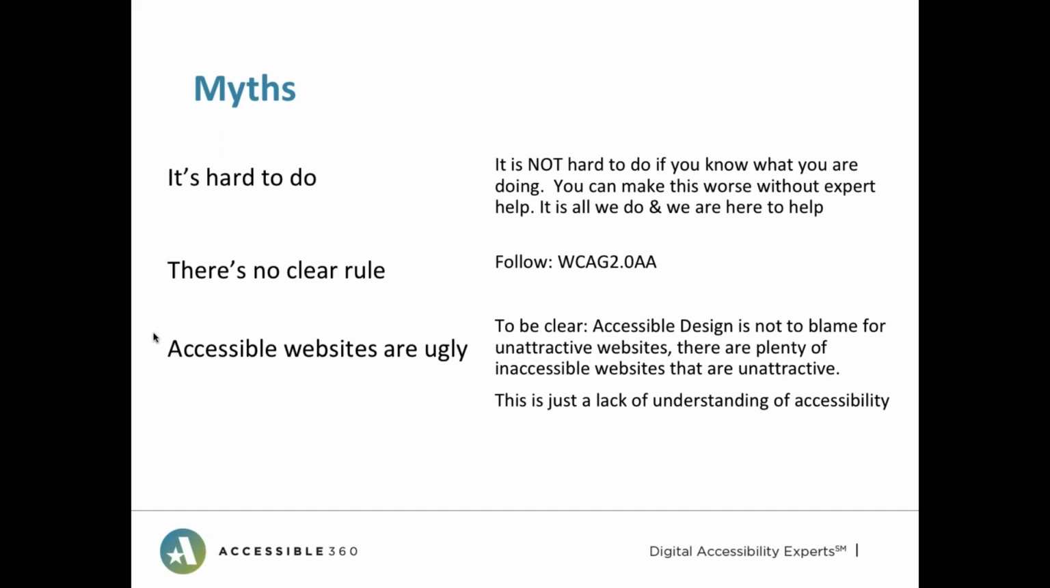There's an overuse of Aria in web development to address website accessibility. Aria is an incredibly powerful tool. Too much of it is not a good thing. So we encourage Aria as a last resort to fix something, but not the first use of something, not the first tool to use. Again, no clear rule? Yes, there is.